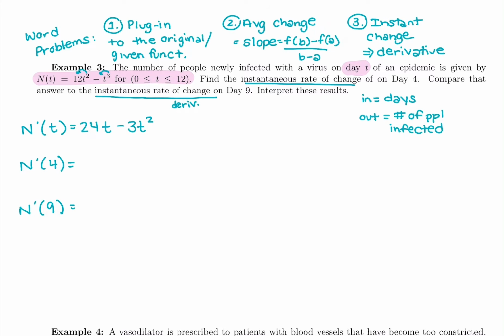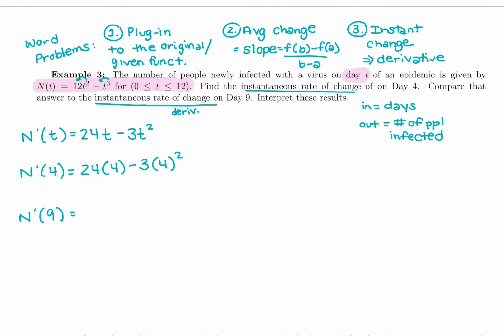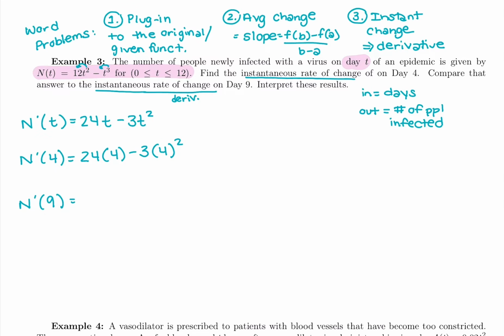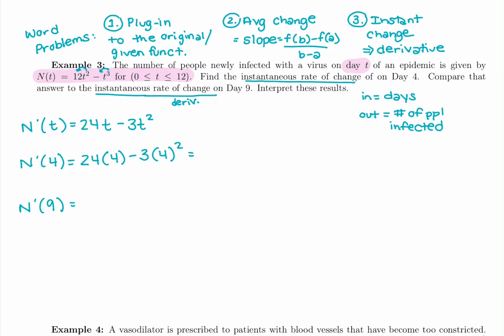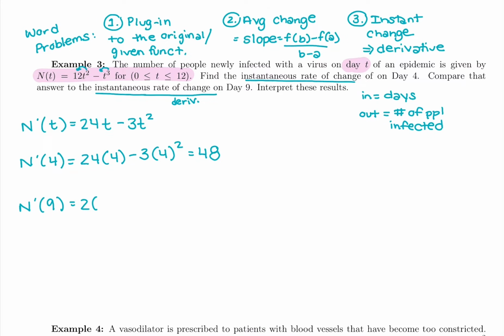Because it asks us the days, and we know when we plug in days, we get out the number of people infected. So I'm going to grab my calculator. I'm going to replace these t's with 4's in parentheses. So just like this, 24 times 4 minus 3 times 4 squared. And we're going to get 48. And then if we do the same thing but plug in 9, 24 times 9 minus 3, parentheses 9 squared, we get negative 27.